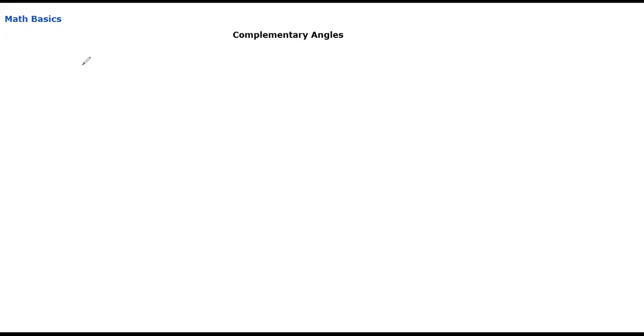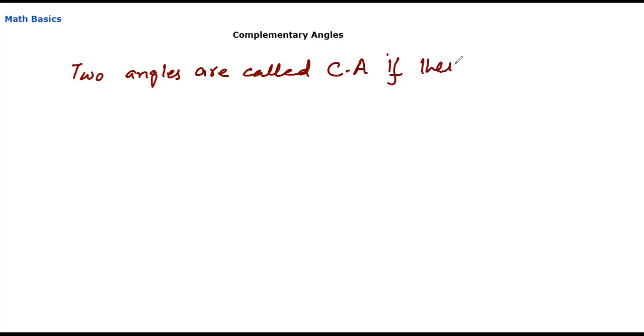So two angles are called complementary. So I just write C.A. Complementary angles if their sum equals 90 degrees. So two angles whose sum is 90 degrees are called complementary angles. And each angle is called the complement of the other.